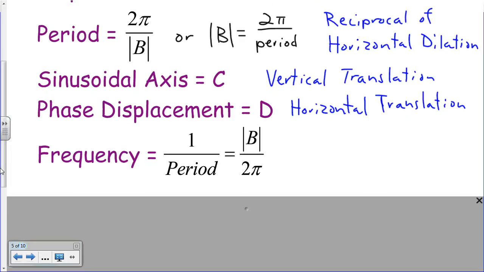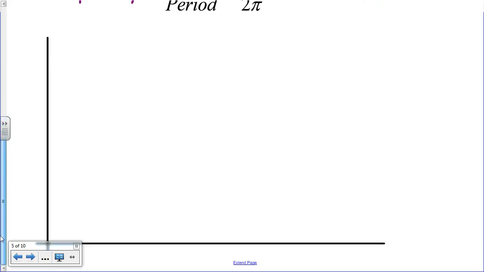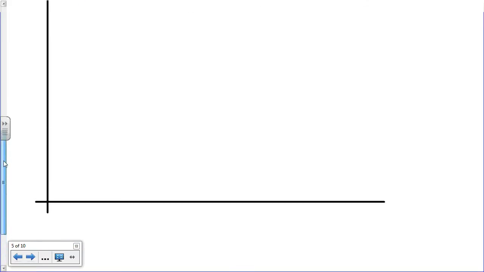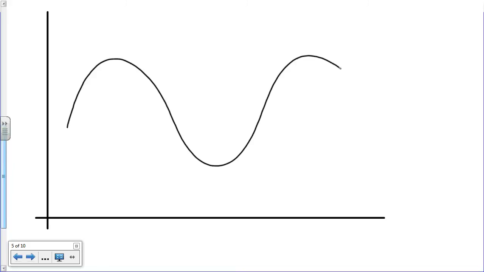All right, let's draw a sketch of this to fill in all the details of what we're actually talking about and how each of these pieces fits into this graph of a sinusoid. So let's sketch a sinusoid. I'm not going to worry about sketching something too accurate, but we'll sketch at least one period of a sinusoid. And let's start with the vertical part of this, the vertical dilations and translations, if you will.